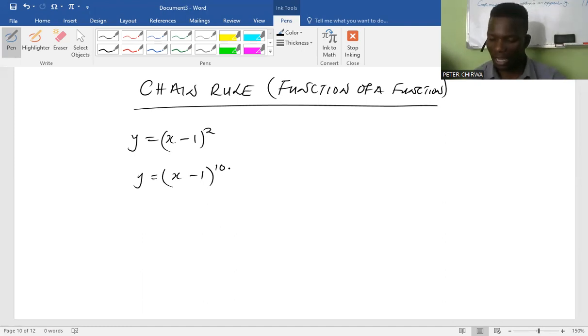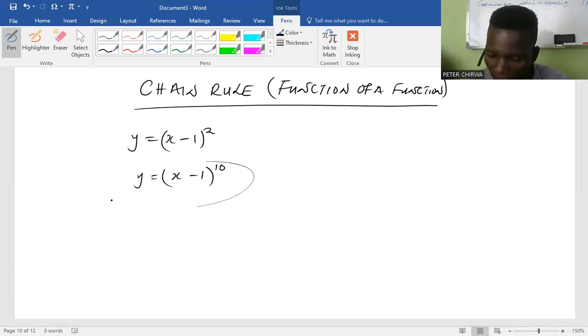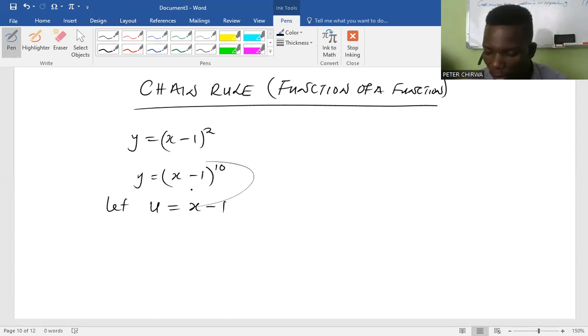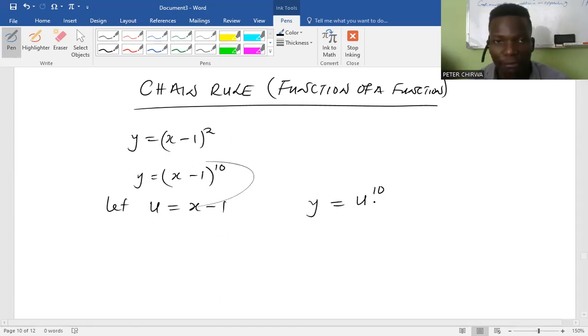Okay, so let's see how we get to the chain rule. If we have this function, y is equal to (x minus 1) to the power 10, we are going to let the function inside there be equal to u. So this function now is going to look like y equals u to the power 10. You can see that things have been simplified here now, and we are going to differentiate this.